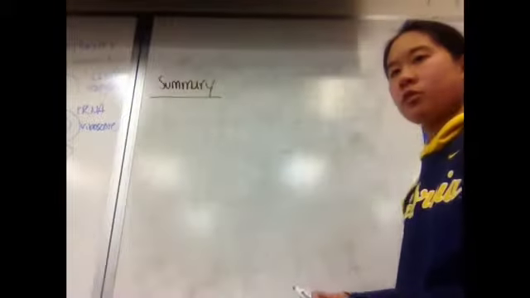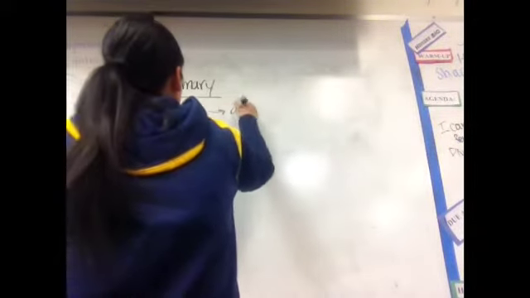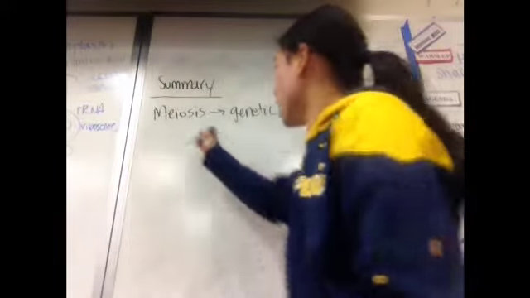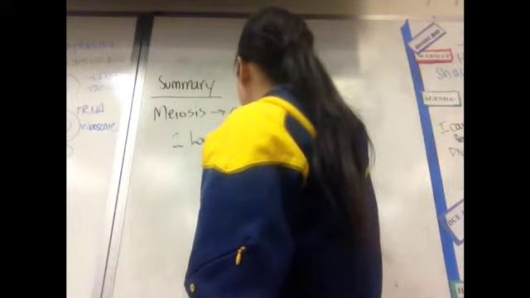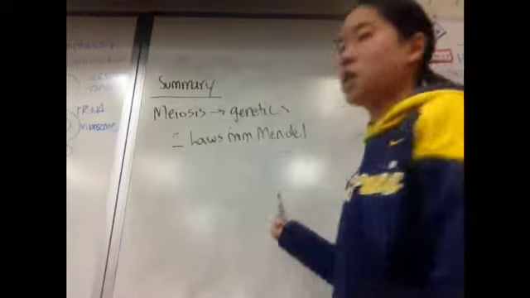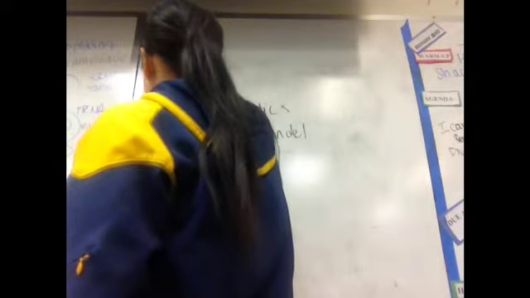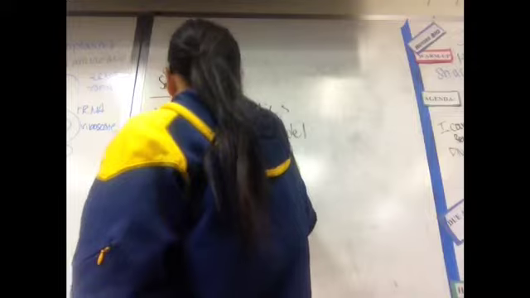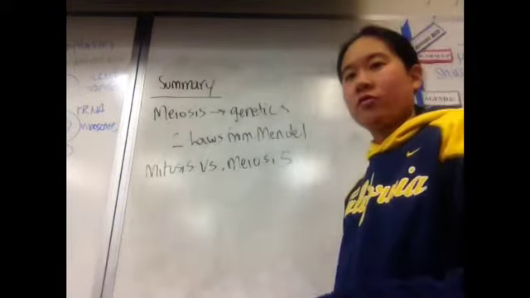So in summary, what did we touch on? In summary, we found that meiosis is the basis for genetics. We have 2 laws from Mendel. And we also talked about the difference between mitosis and meiosis, what the goals are for these 2. So that's kind of just a wrap-up of where we're going for genetic information.